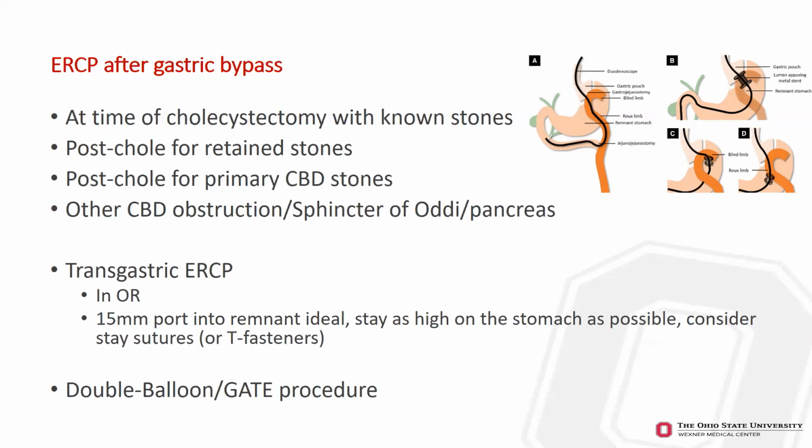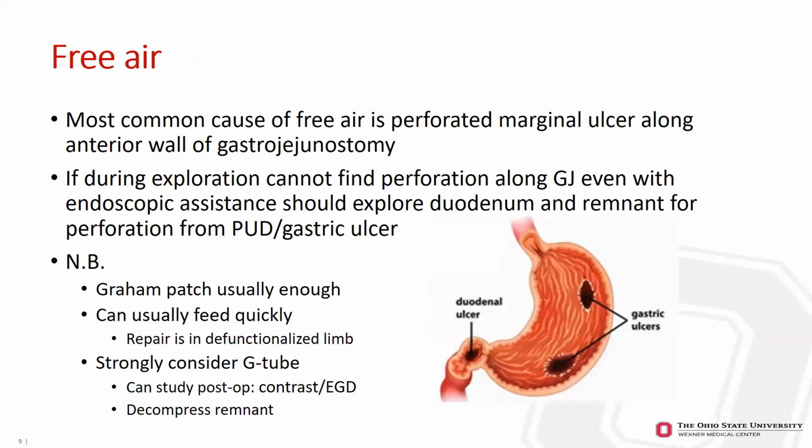I try to stay as high up on the remnant as possible. It's much easier for them to pass the scope down to the duodenum if you get as high up on the stomach as possible. And I usually use some teeth fasteners or sutures to hold it onto the port so there isn't much moving around. That's usually pretty helpful. And then at the end, I just hold that up and I staple that hole closed. Like I said, the double balloon GATE procedures can be done as well.